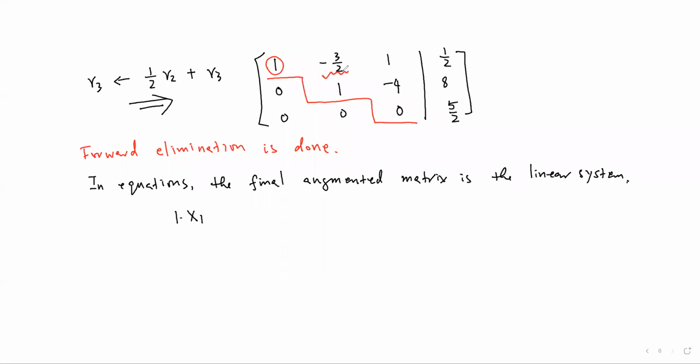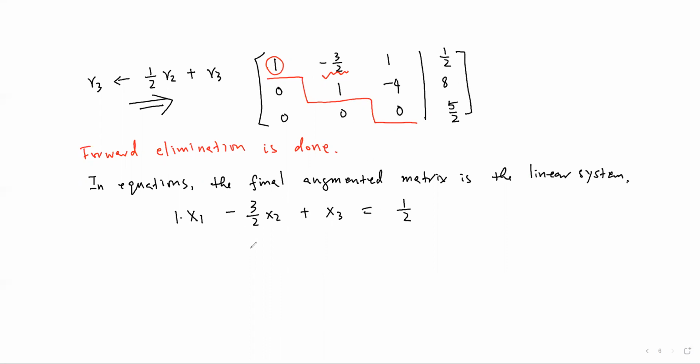This is the coefficient of x2, minus 3/2 x2 plus x3. Then the last entry is the right-hand side, 1/2. This is row 1 of this augmented matrix. It is this equation. Now, second row.